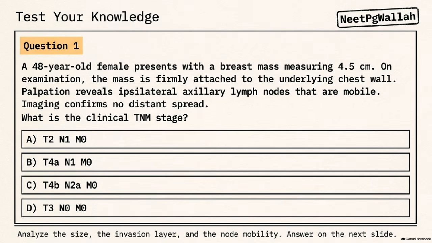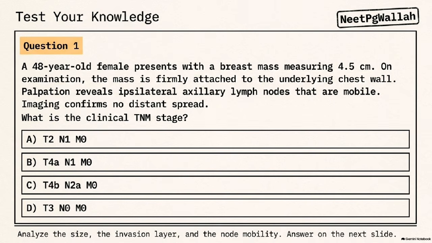Here's your clinical scenario. A 48-year-old female presents with a breast mass measuring 4.5 centimeters. On examination, the mass is firmly attached to the underlying chest wall. Palpation reveals ipsilateral axillary lymph nodes that are mobile. Imaging confirms no distant spread. So, what is the clinical TNM stage? Is it A, T2, N1, M0, B, T4A, N1, M0, C, T4B, N2A, M0, or D, T3, N0, M0?